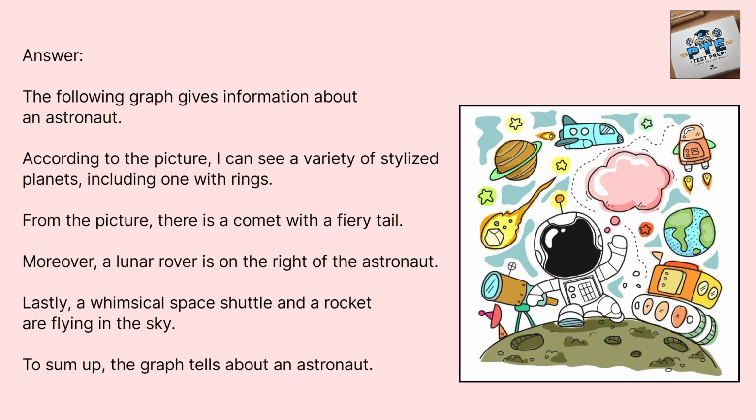The following graph gives information about an astronaut. According to the picture, I can see a variety of stylized planets, including one with rings. From the picture, there is a comet with a fiery tail. Moreover, a lunar rover is on the right of the astronaut. Lastly, a whimsical space shuttle and a rocket are flying in the sky. To sum up, the graph tells about an astronaut.